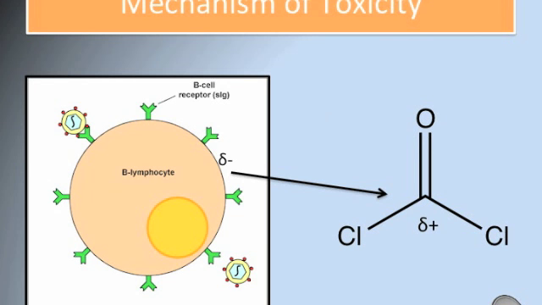Phosgene gas can also react with polypeptides and phospholipid heads. These are important because they are part of the cell membrane, and if they are denatured by phosgene, the entire protein, or the entire cell, of the B lymphocytes will be denatured.